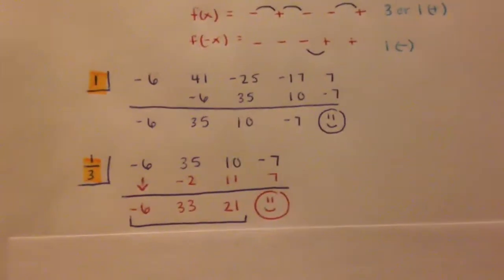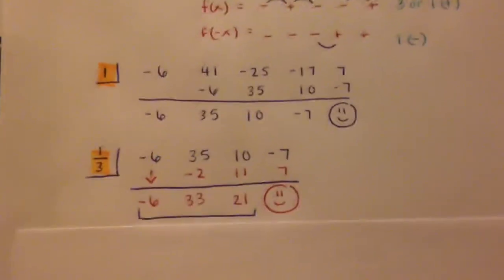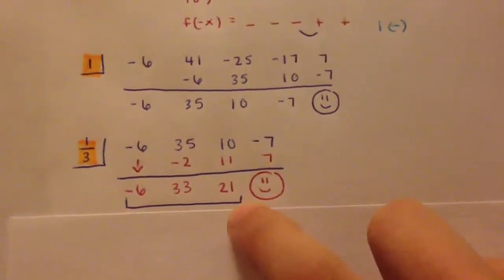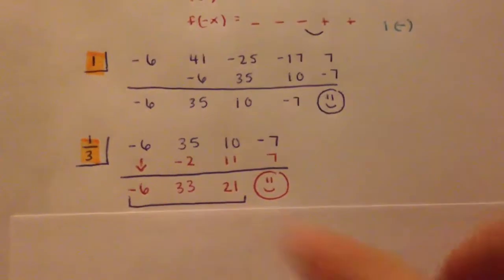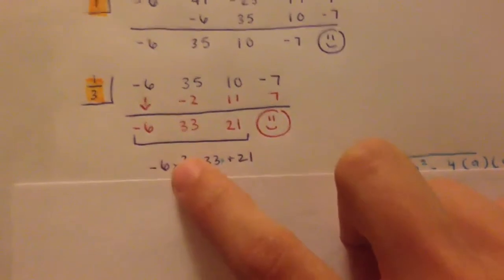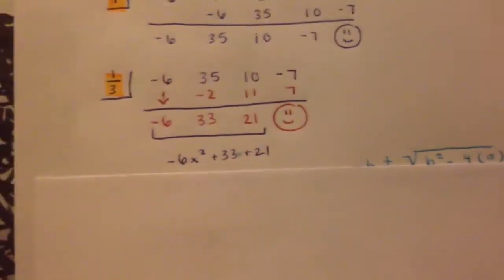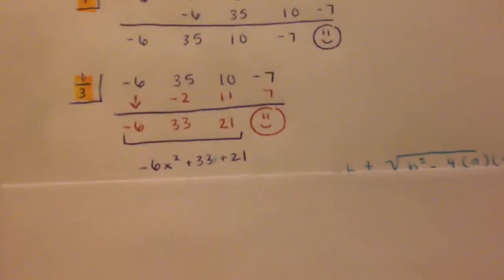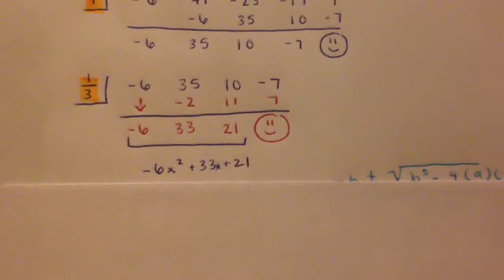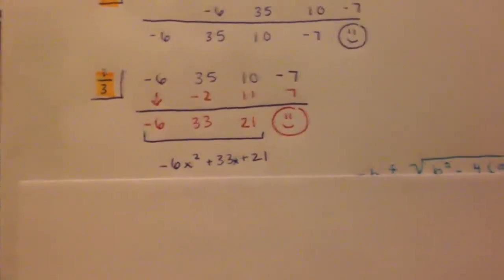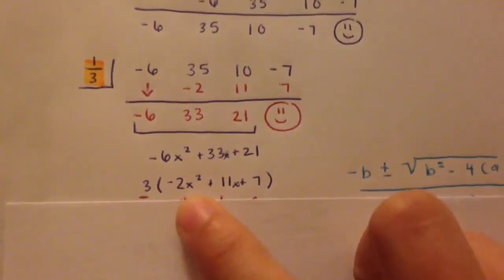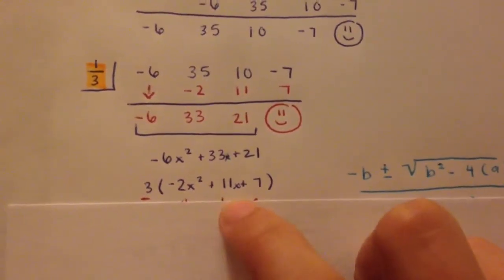So we could either factor or use the quadratic formula. I decided to use the quadratic formula. With all this, we know that we can pull out a 3. Here I'll show you what it should be: negative 6x squared plus 33x plus 21. Like I said, we're going to pull out the 3, so it should turn into negative 2x squared plus 11x plus 7.